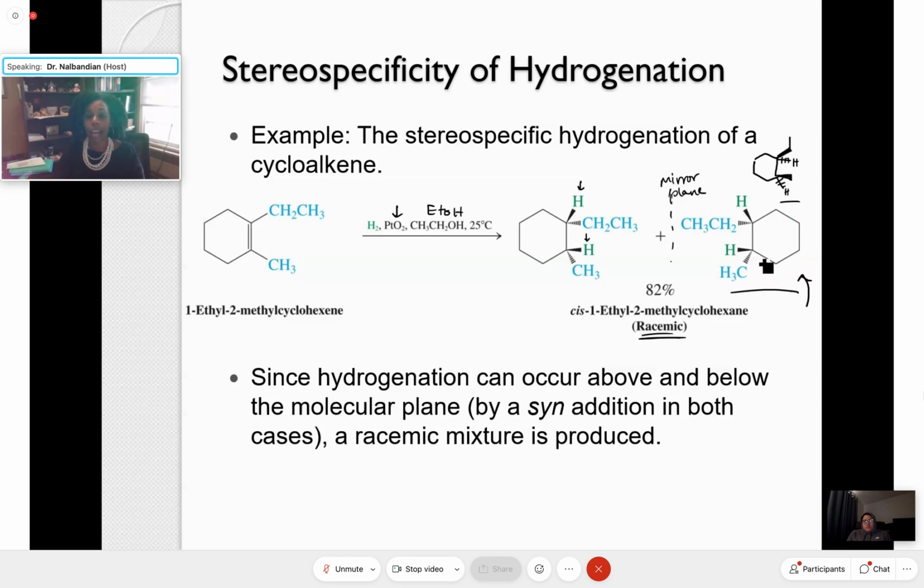Because remember, if we have a tetrahedral carbon like this, we know that with tetrahedral carbons, one of the bonds is a wedge, one of the bonds is a dash, and then the other 2 bonds are within the plane. So never draw this where you have 3 bonds in the plane. It's 1 wedge, 1 dash, and then 2 bonds in the plane. But anyway, we have this hydrogenation where we can have the hydrogens added above and below the molecular plane, and so we get this racemic mixture. We get a mixture of enantiomers here. Questions on this hydrogenation?